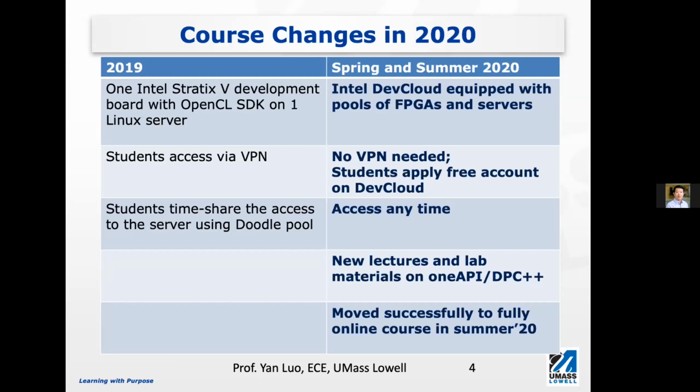In the spring and the summer of this year, the changes included that, instead of using our own single board FPGA on the server, we used Intel Dev Cloud. And Dev Cloud, as Larry mentioned, is an online resource provided by Intel that has a pool of FPGA cards and also compute servers. Compared to last year, when we use the Intel FPGA Dev Cloud, we don't need any VPN access. Students apply for a free account that allows them to log into Dev Cloud. Also, the plus side is that they can access any card, any compute server at any time.